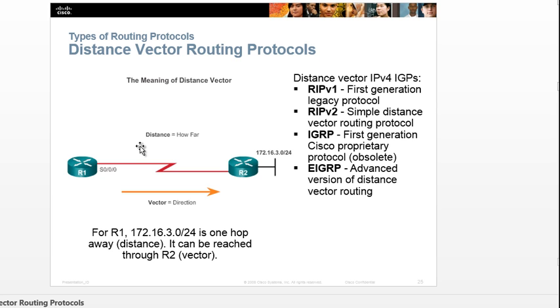So here we talk about the meaning of a distance vector. And distance is basically how far, and vector is direction. So for example here, these two routers are exactly one hop apart because there's only one link between them. So RIP1 was the first generation in its legacy. RIP2 is a simple distance protocol. IGRP is one of the first Cisco proprietary ones, and it was finally replaced with EIGRP, which is an advanced version of IGRP.